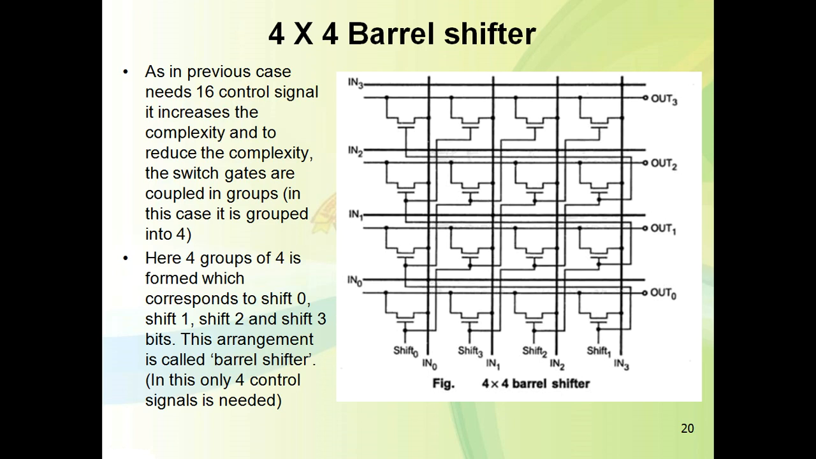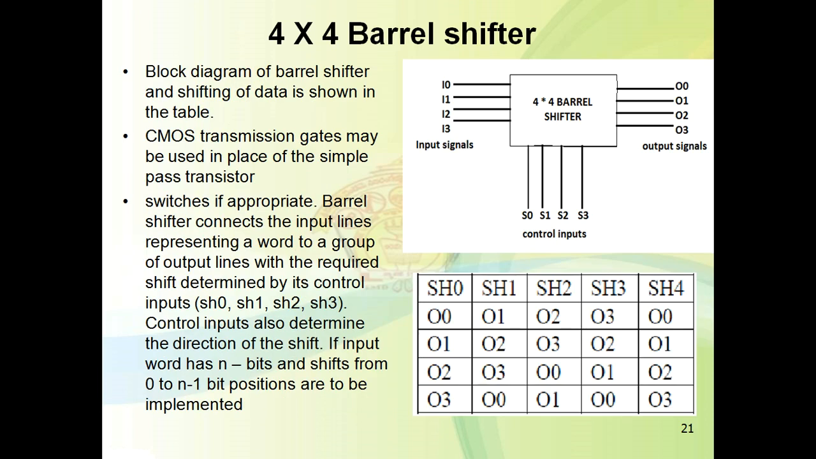So in this way you can go for right shift of shift 0, shift 1, shift 2, shift 3 by using these control lines, shift 0, shift 3, shift 2, shift 1. So you can do shifting operation by using a barrel shifter. You know that the shifting operation can be used for multiplication operation. This is a simple example. So this is about the barrel shifter.